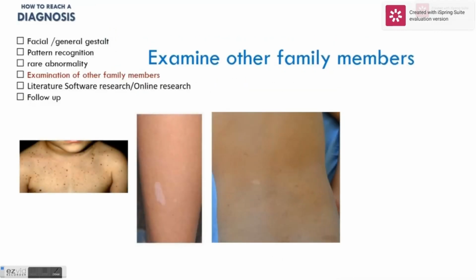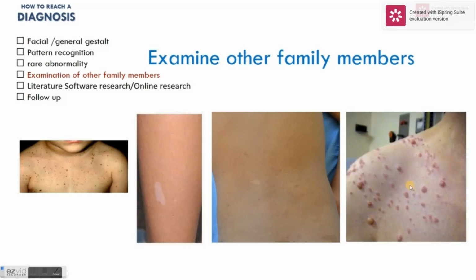Okay. Now, we did the facial gestalt, we did the pattern recognition, and rare anomalies. Now, examining other members of the family is important. Another sibling, you see this pigmentation. Or examine the mother, she has this pigmentation, which can lead you to tuberous sclerosis in a child with epilepsy. Father, for example, has these fibromas, which can lead you to neurofibromatosis in a child who was just delivered with hyperpigmentation.